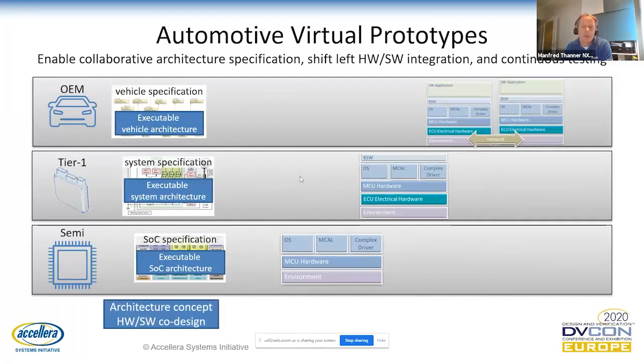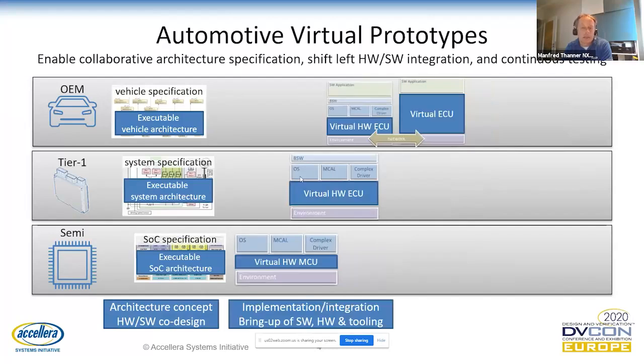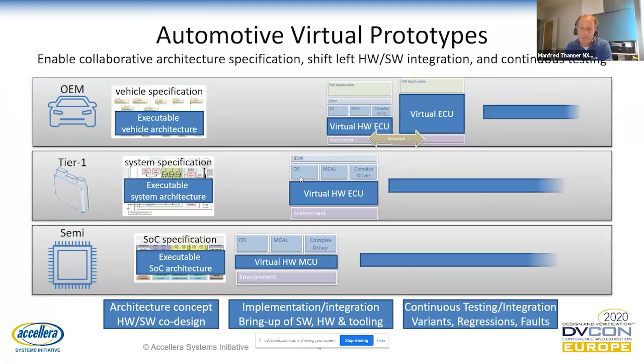We're also looking at getting the software bring up early on the semiconductor side, on the ECU level, as well as on the OEM level, to gain time in the schedule. In order to have more time for continuous testing, integration, regressions, fault injection. So this is the main benefit and the main use case we're going to look at.